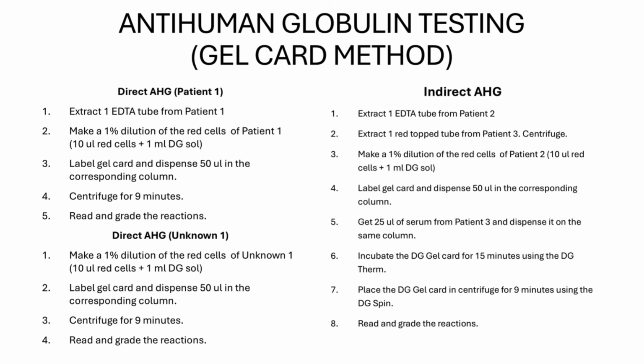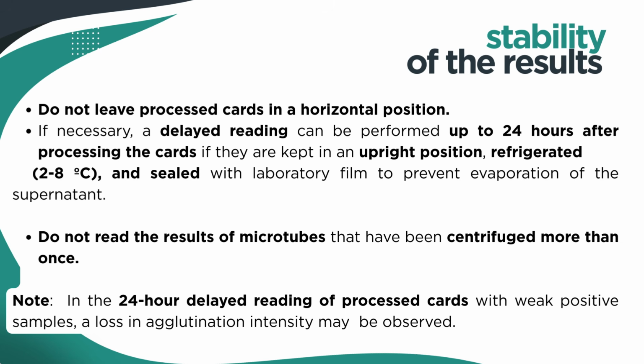Get 25 µL of the serum from patient 3 and dispense it on the same column. Incubate the DG gel card for 15 minutes using the DG Therm. Then place the DG gel card in the centrifuge, the DG Spin. That's our centrifuge, specially designed for this, for 9 minutes. That's it. Then read and grade the reactions.